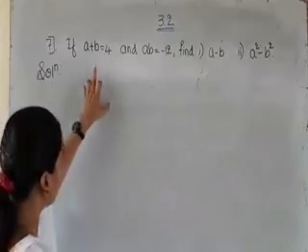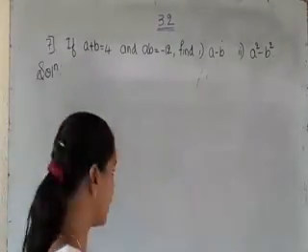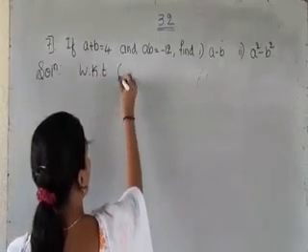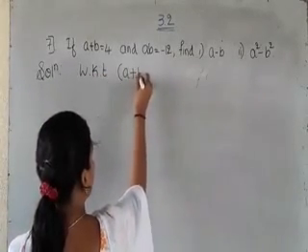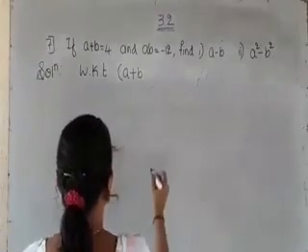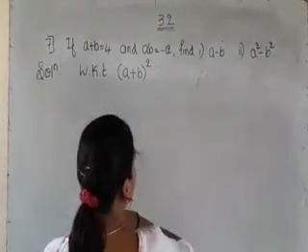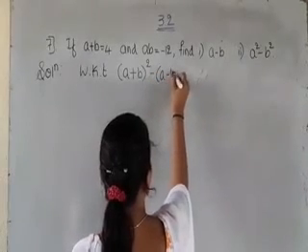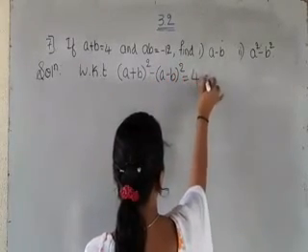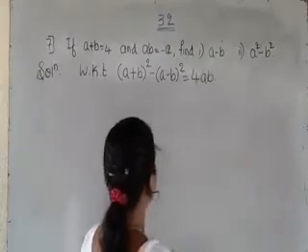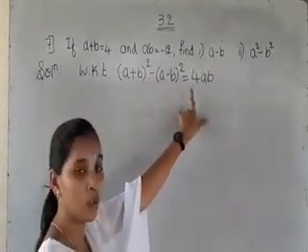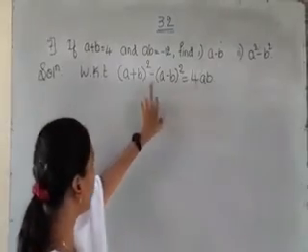Then one more identity we are having, that is (a plus b) whole square minus (a minus b) whole square is equal to 4ab. So like this we are having two identities. If it is plus, then we will get 2 times (a square plus b square). If it is minus, we will get 4ab.